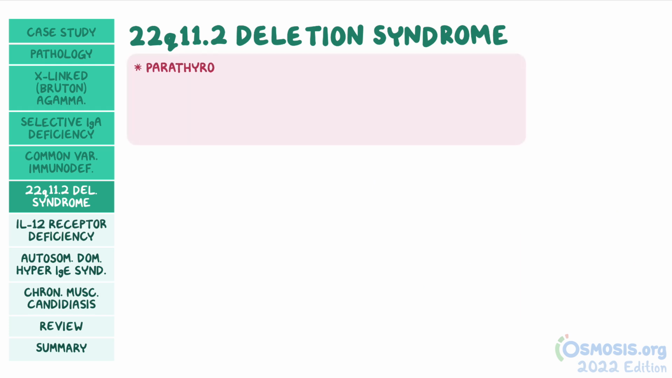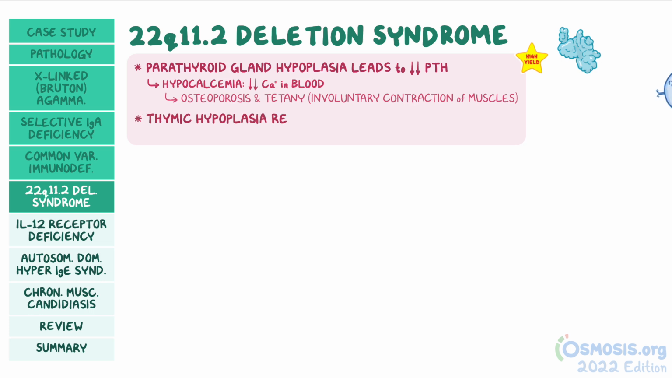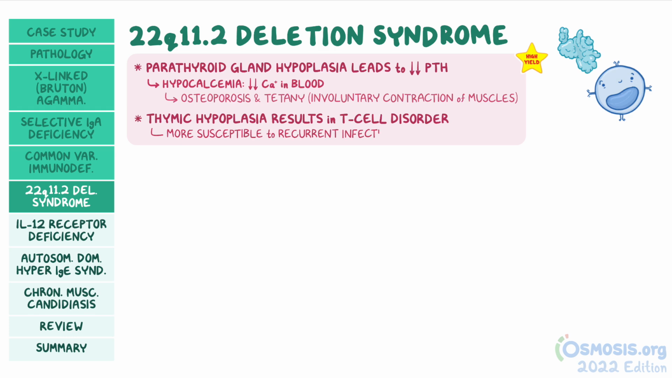Now, parathyroid gland hypoplasia leads to low levels of parathyroid hormone, which causes hypocalcemia, or low levels of calcium in the blood, and this can manifest as osteoporosis and tetany, or involuntary contraction of muscles. On the other hand, thymic hypoplasia results in a T cell disorder since the thymus is where T cells mature. As a result, these individuals are more susceptible to recurrent infections.